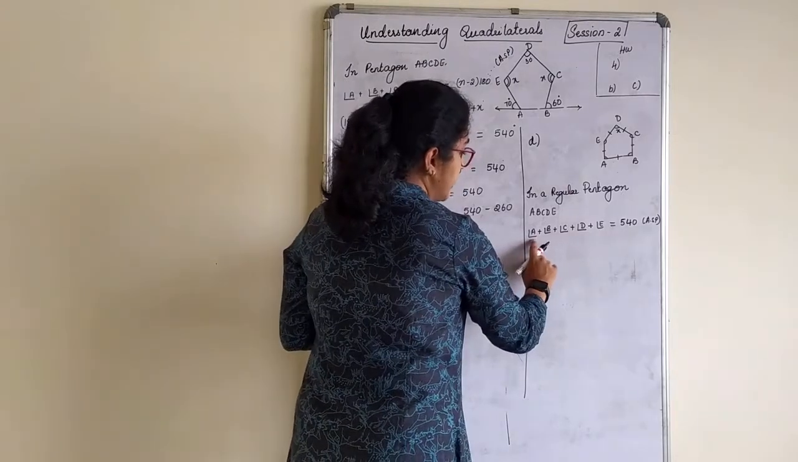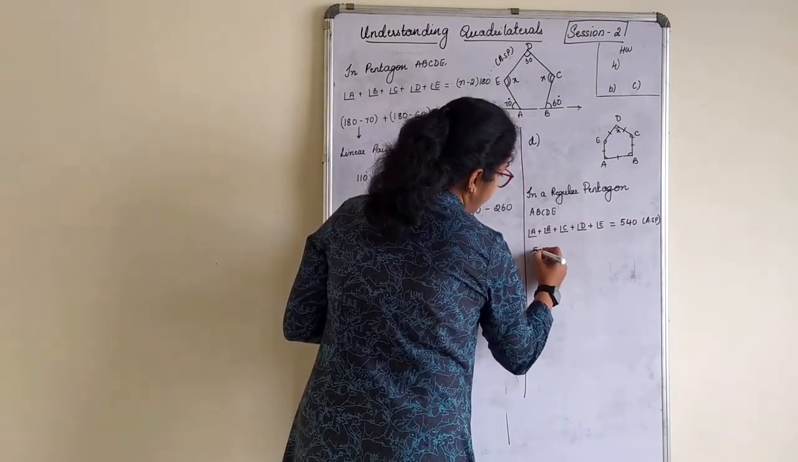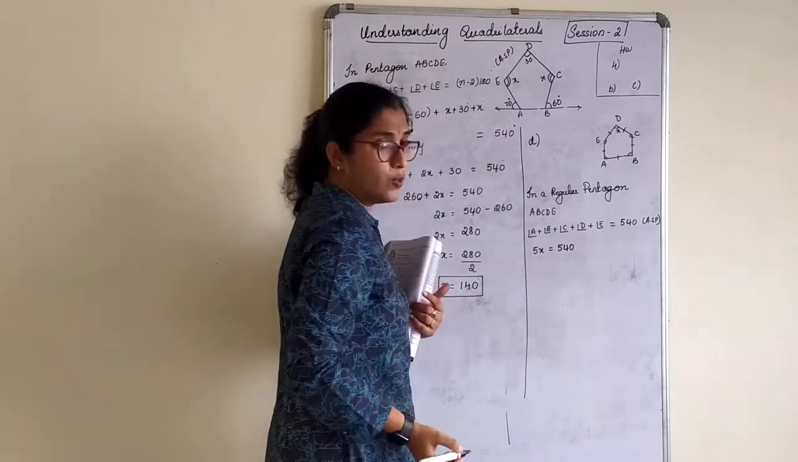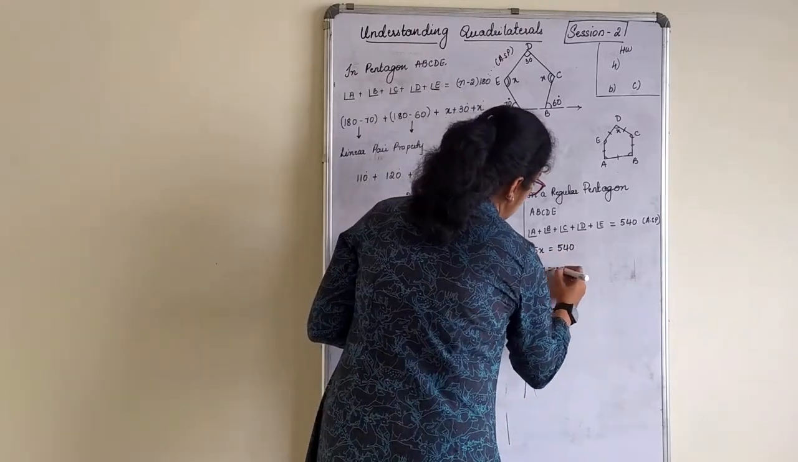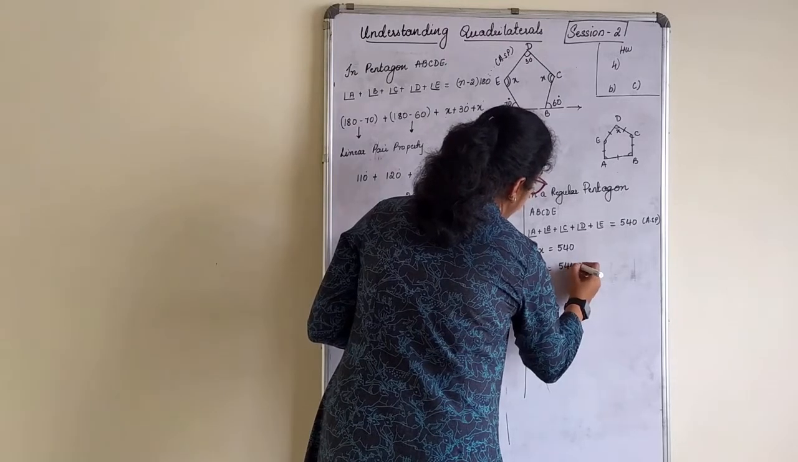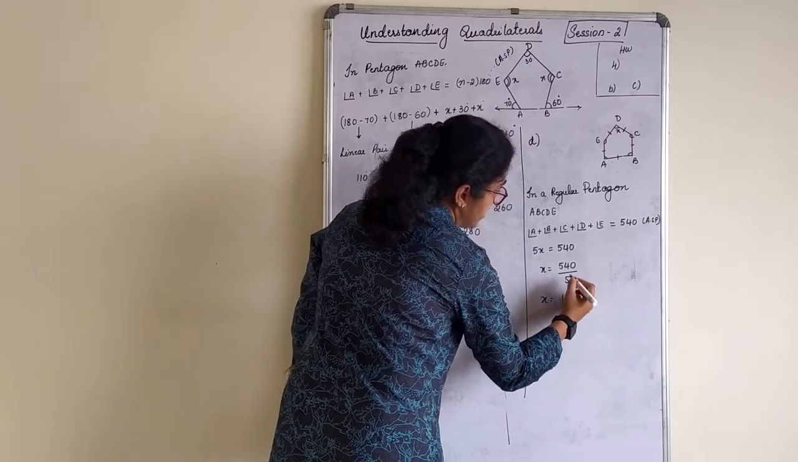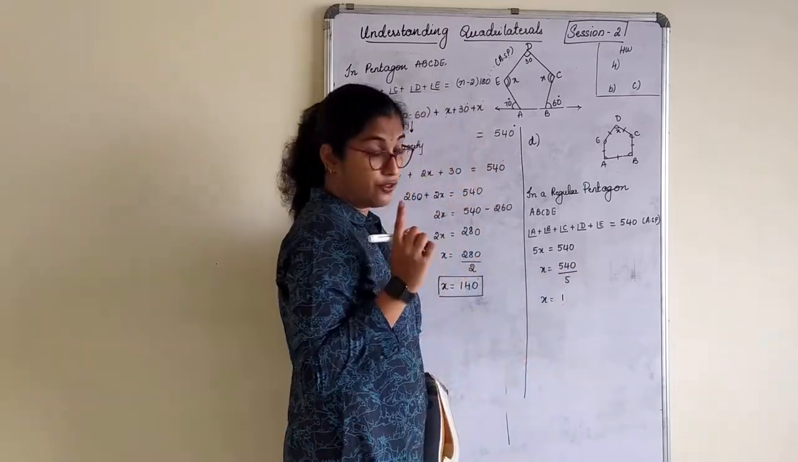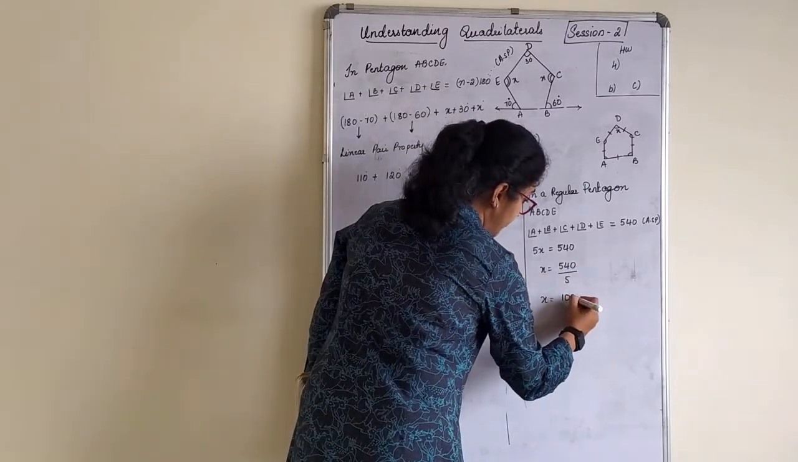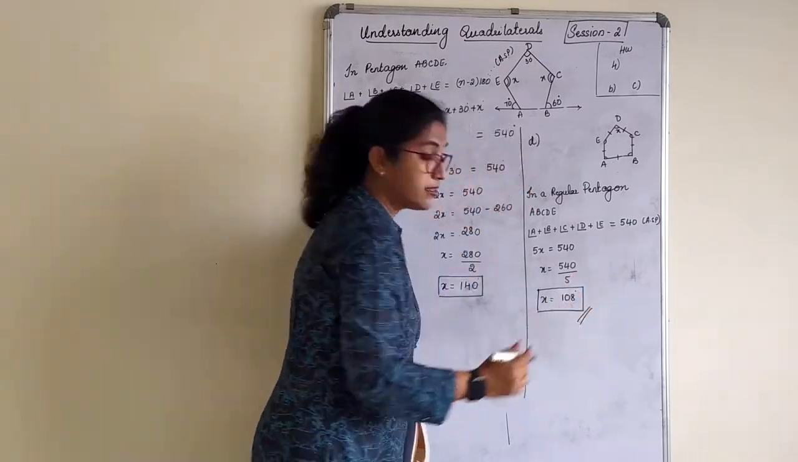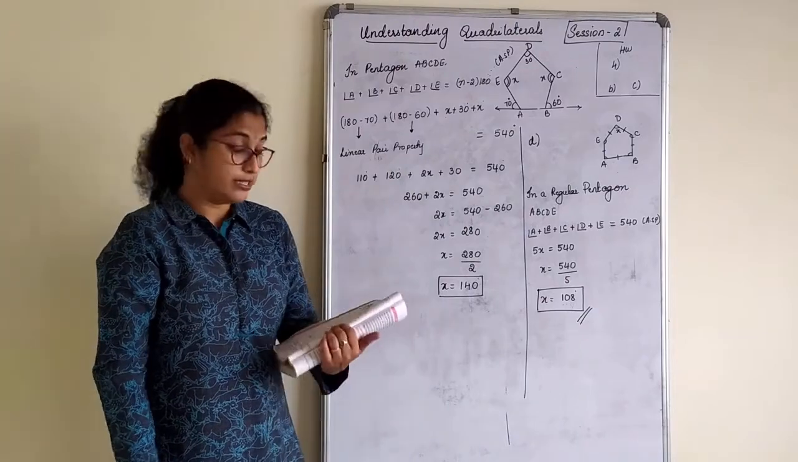So all are x, right? So 5 times x is equal to 540. Shall I write? Because all angles are equal to x. x is equal to 540 divided by 5. x is equal to 5 ones are 5. Directly you can't divide 4, you have to take 40. 5 8s are 40. x is equal to 108 degrees.